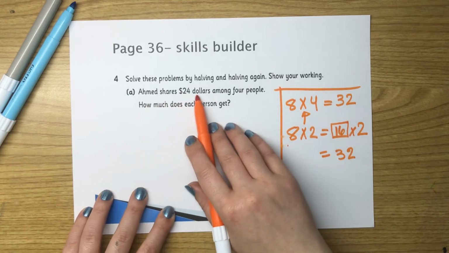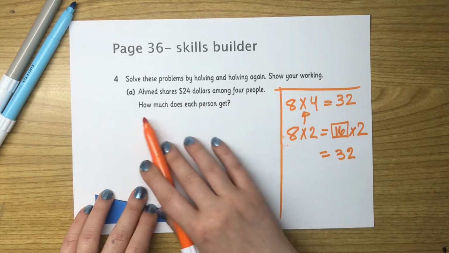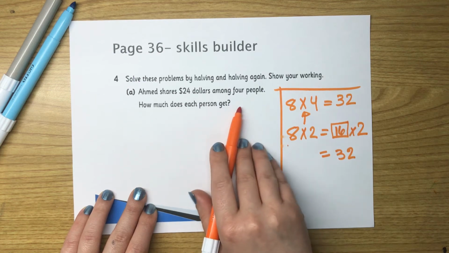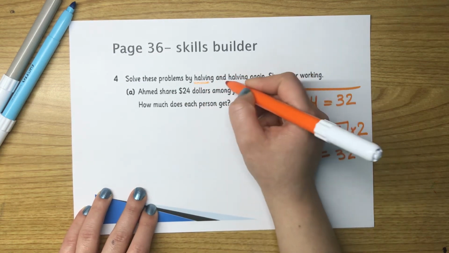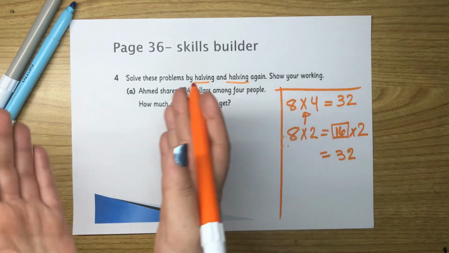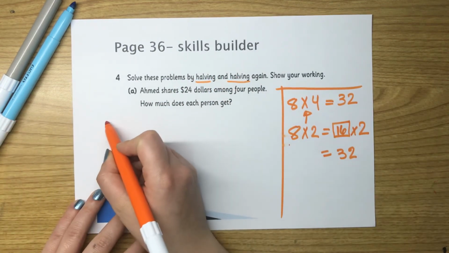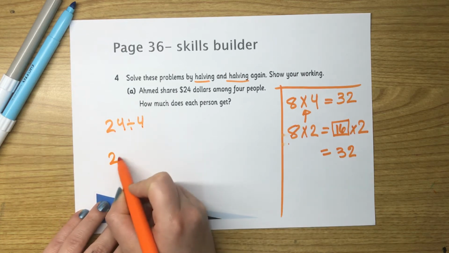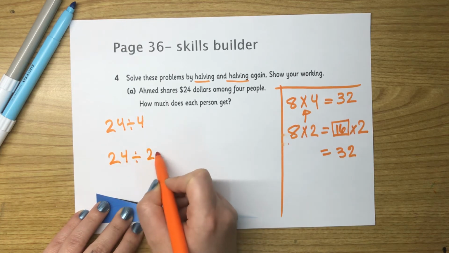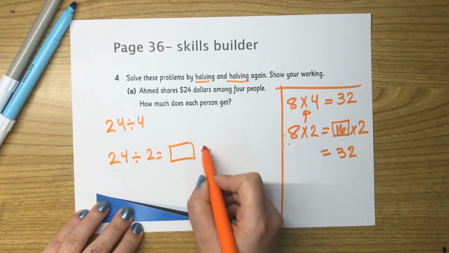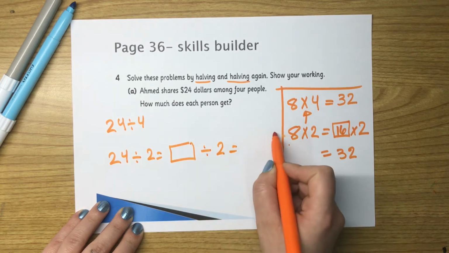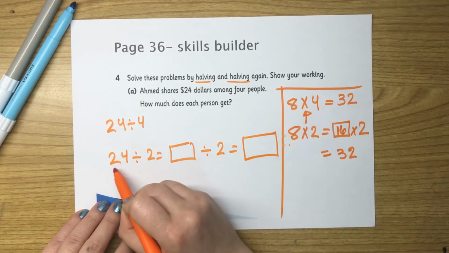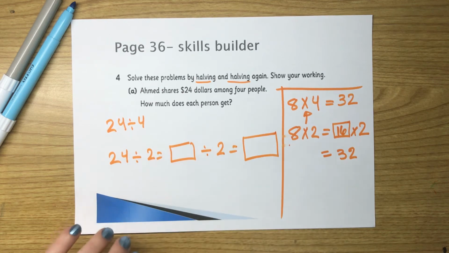Here is $24 among 4 people. How much does each person get by using halving and halving again? Instead of saying 24 divided by 4, you are going to take the 24 divided by 2, and the answer is going to be divided by 2 to find the final answer of 24 divided by 4. This one will help you with larger numbers by halving twice.